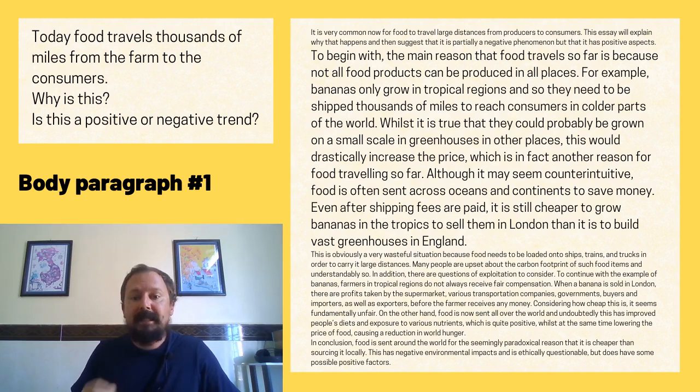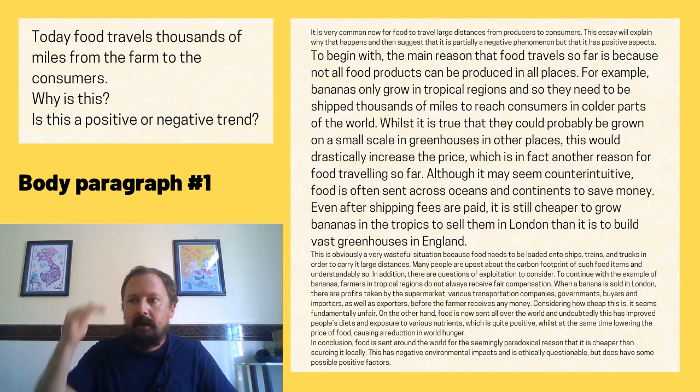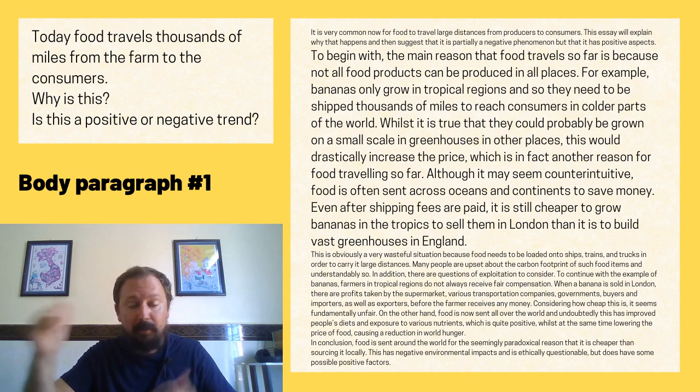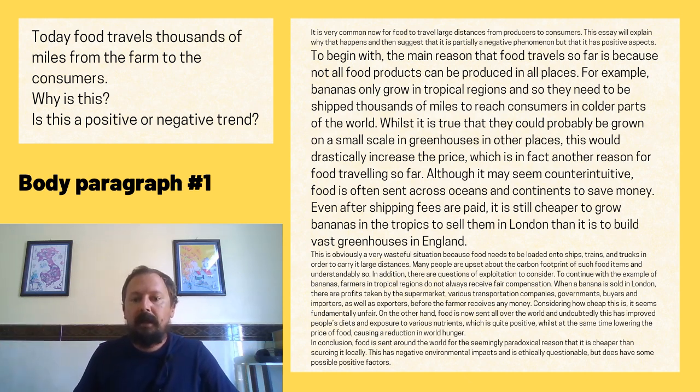The next sentence is an example. "For example, bananas only grow in tropical regions, and so they need to be shipped thousands of miles to reach consumers in colder parts of the world." So this is an example, but it's also an explanation because it builds upon the previous sentence to give more detail. So sometimes you would say topic sentence, explanation, example, but sometimes your example is an explanation. So we can't think too rigidly here.